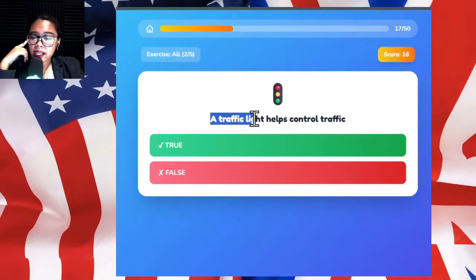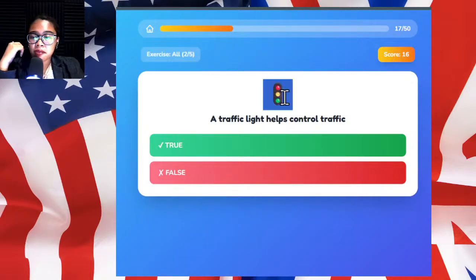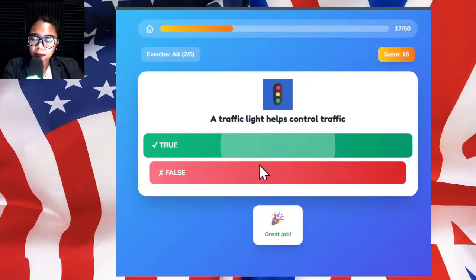Next, a traffic light helps control traffic. This is a correct statement. Why? Because it has signals that allow transportation vehicles, especially land transportation or public transportation vehicles, to travel smoothly, especially in the intersections. So this is a true statement.